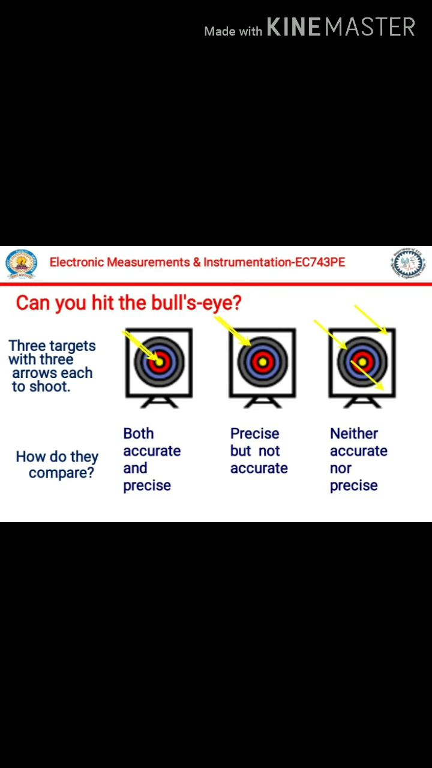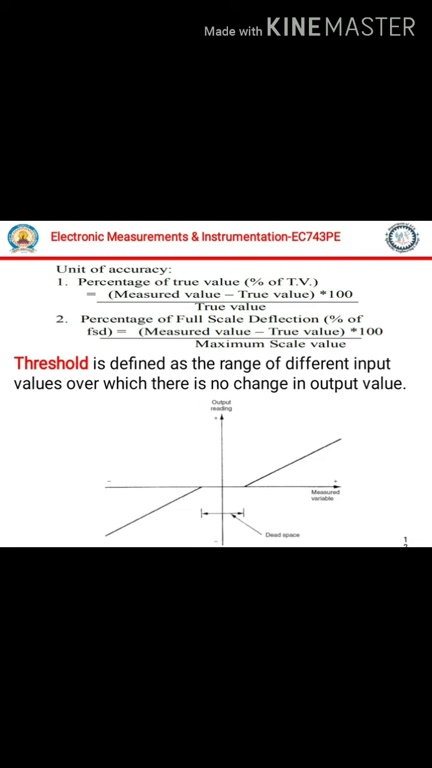So this is another example. You can see here the center indicates the true value. In the case of accuracy we consider the true value, whereas in the case of precision we only consider the successive attempts, with no need to consider the true value of the measurement process.